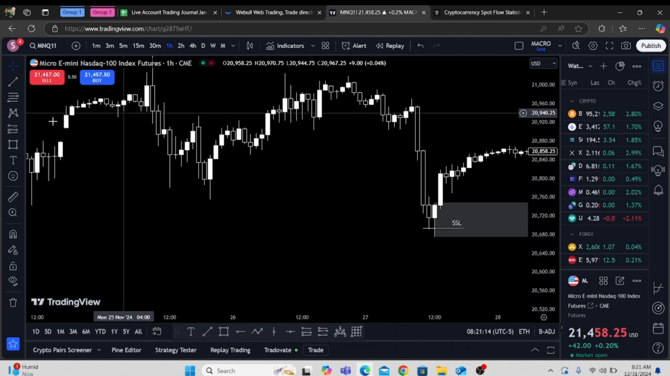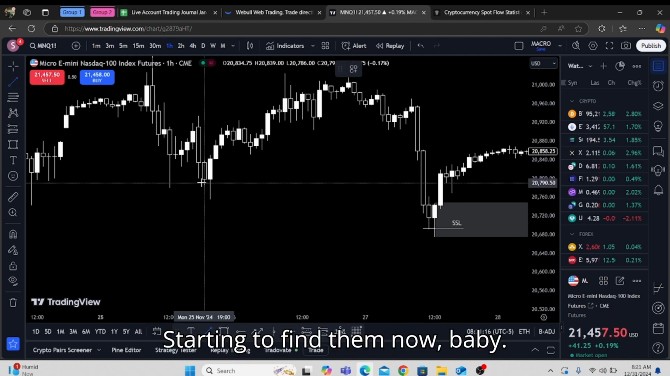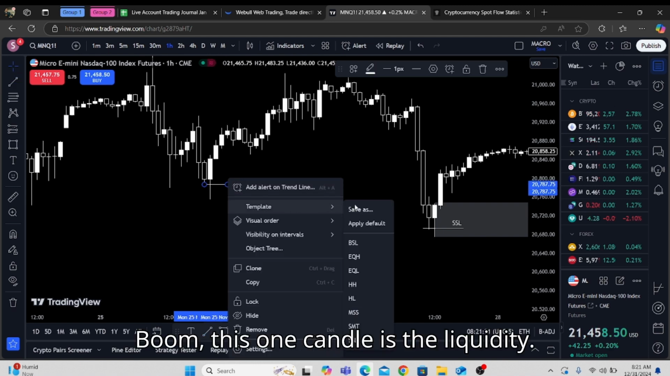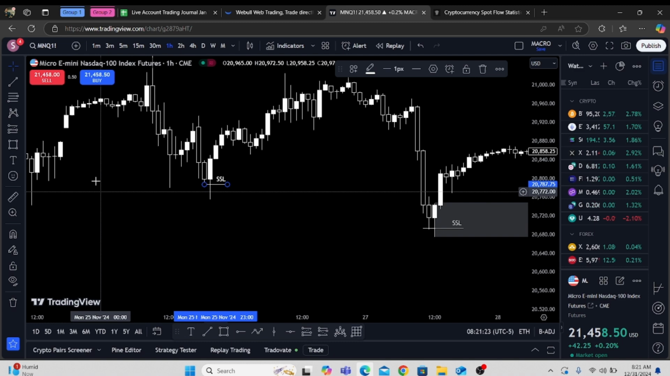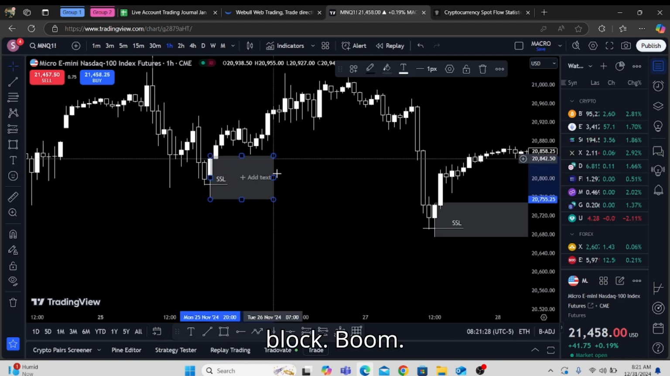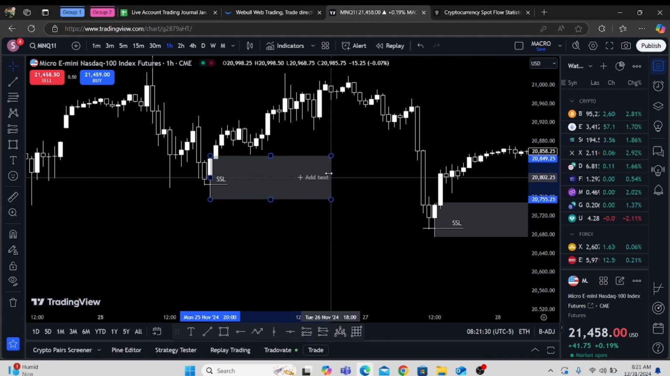All right, here's another one. Starting to find them now. Boom, this one candle is the liquidity. Therefore, this candle is the order block. Boom.